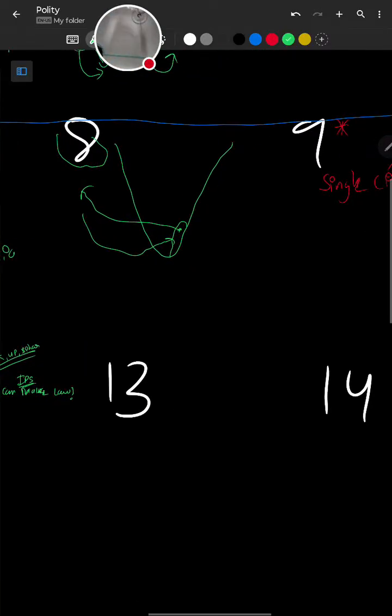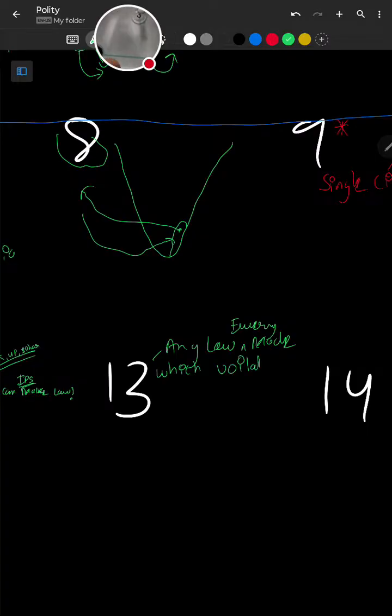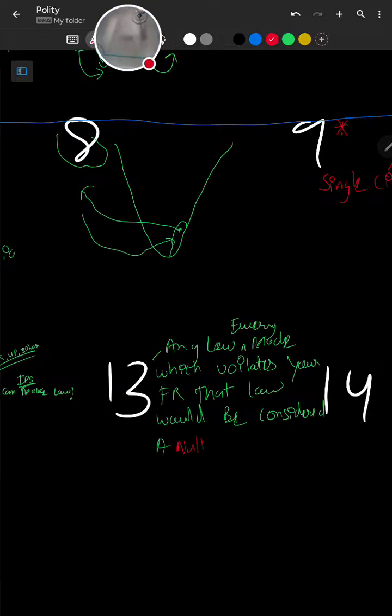Now, Article 13 says any law ever made which violates your fundamental rights would be considered a nullity. That is Article 13.